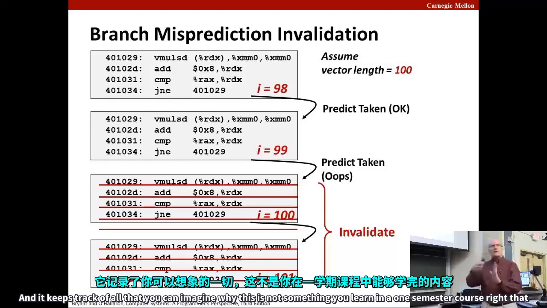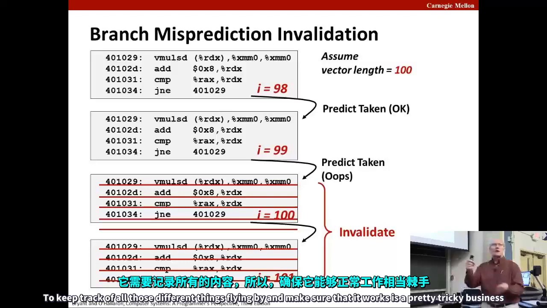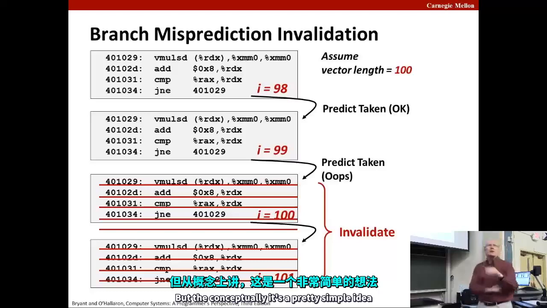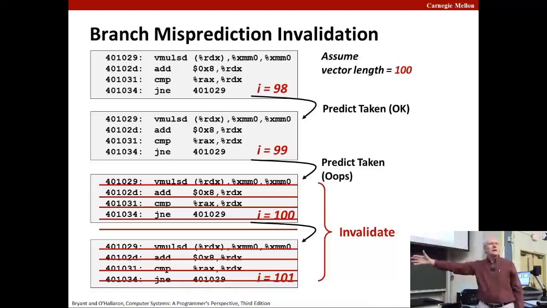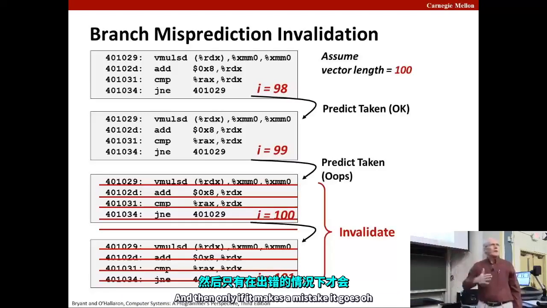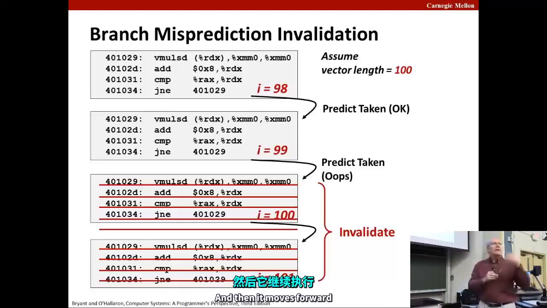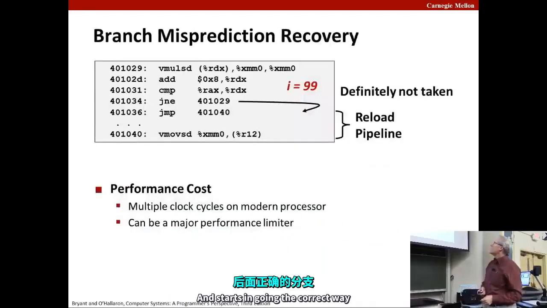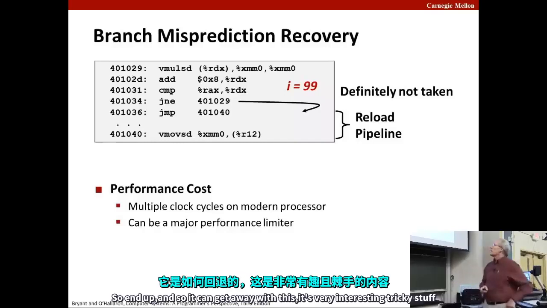And it keeps track of all the, you can imagine why this is not something you learn in a one-semester course, right? To keep track of all those different things flying by and make sure that it works is a pretty tricky business. But conceptually, it's a pretty simple idea that it just races off, does a lot of things based purely on speculation, and then only if it makes a mistake, it goes, uh-oh, and it sort of rolls back to as if it had only executed up to a certain point, and then it moves forward and starts going the correct way. So, and it can get away with this. It's very interesting and tricky stuff.